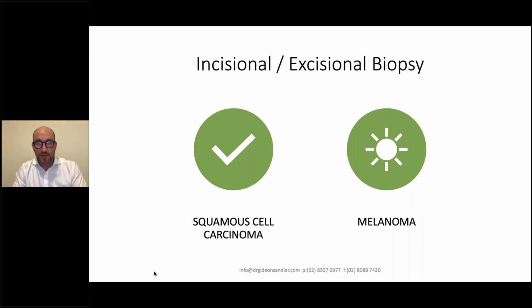Melanoma is a special case because a sentinel lymph node biopsy is sometimes required for primary melanoma. If a melanoma does occur as a lymph node metastasis, you may find the primary and then need to do an incisional or an excisional biopsy to diagnose the skin primary.